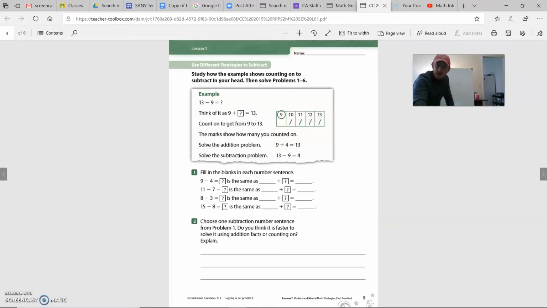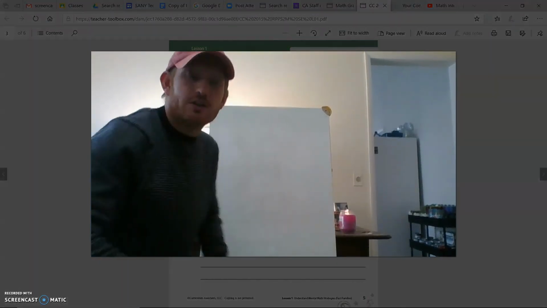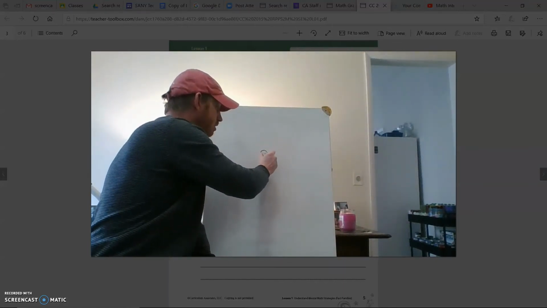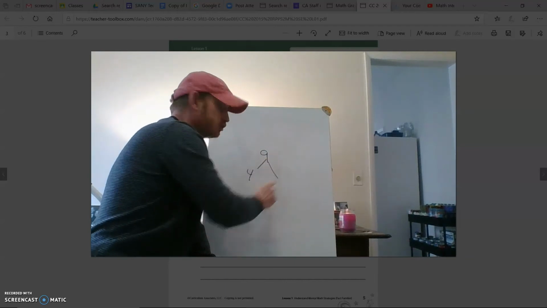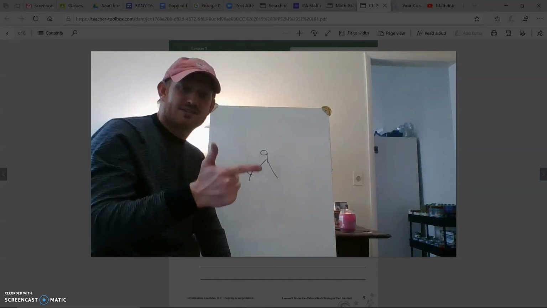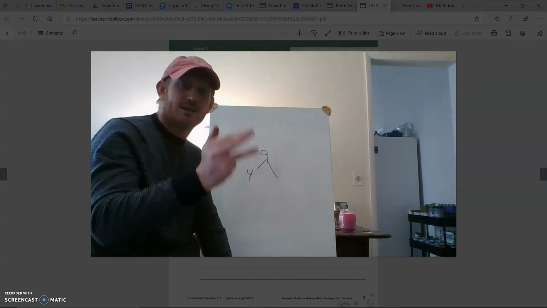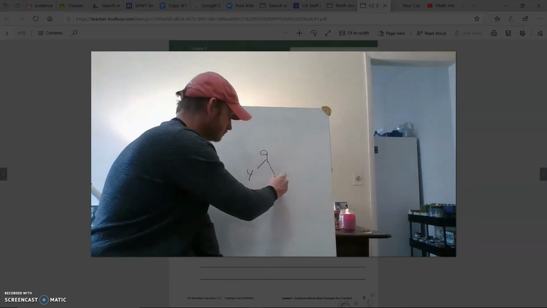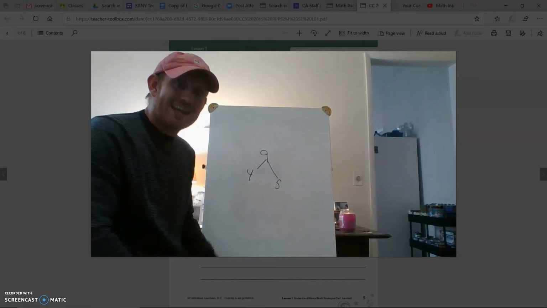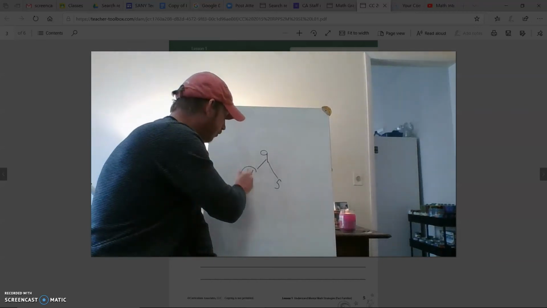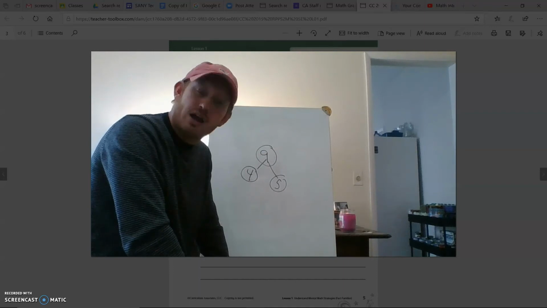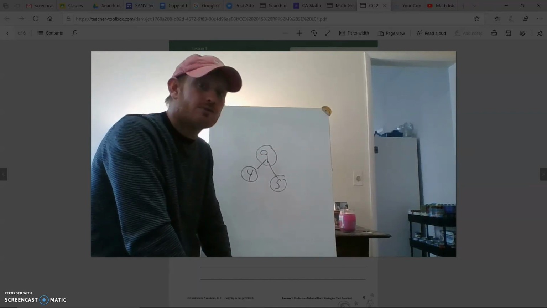Let's take the first one, 9 minus 4. There are two ways to do it. One would be to count, like we did. 4, 5, 6, 7, 8, 9. But if you already know that 4, 5, and 9 are connected, then you don't need to count, and you can do everything very quickly.